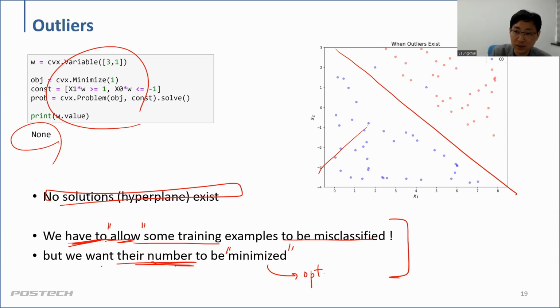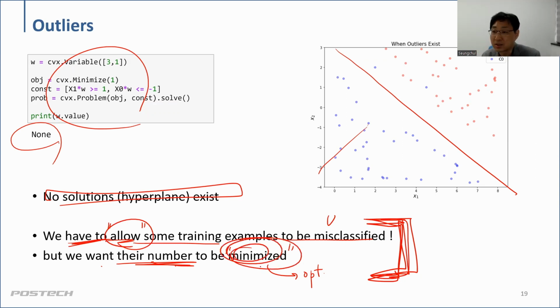I will stop here, and next time I'm going to show you how to implement these things. This is extremely smart. That's the key idea of how we implement it: allow misclassification and minimize it. Okay, I'm going to stop here.